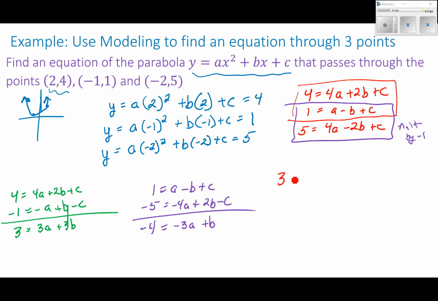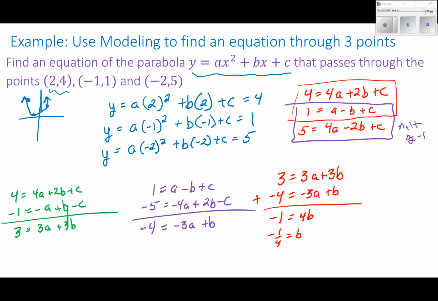Let's solve these. So 3 equals 3a plus 3b. -4 equals -3a plus b. We don't have to do any multiplication because our 3's are already opposites of each other. So we're going to add to eliminate. -1 is going to be equal to 4b. So therefore, -1/4 is equal to b.